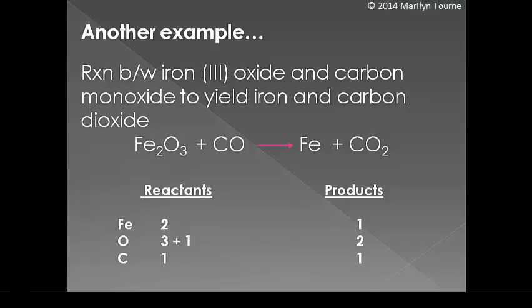You set up your little table and you see that you have 2 irons on the left, 1 iron on the right. You have how many oxygens? Well, you have 3 plus 1 because of the carbon monoxide. There's an oxygen as well. So you have a total of 4 on the left and you have only 2 on the right. And then carbon, 1 on the left, 1 on the right. See if you can balance this equation. All right, good luck.